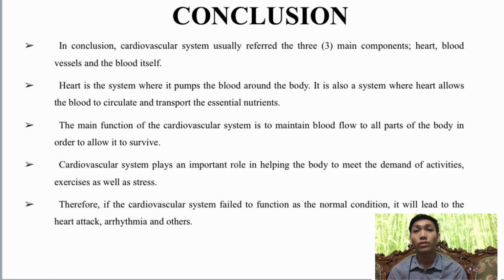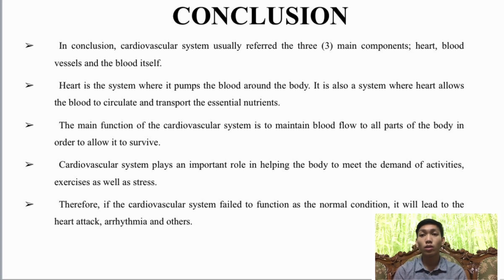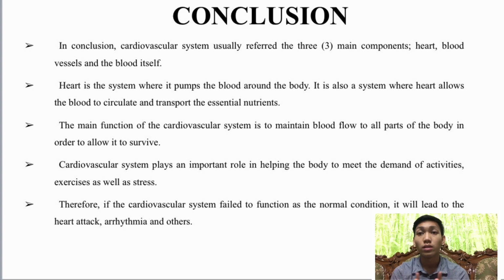The main function of the cardiovascular system is to maintain blood flow to all parts of the body in order to allow it to survive. Cardiovascular functions fall into five categories. First, deliver oxygen and nutrients. Second, remove carbon dioxide and metabolic waste. Third, transport hormones to receptors. Fourth, body temperature. And fifth, blood buffering.